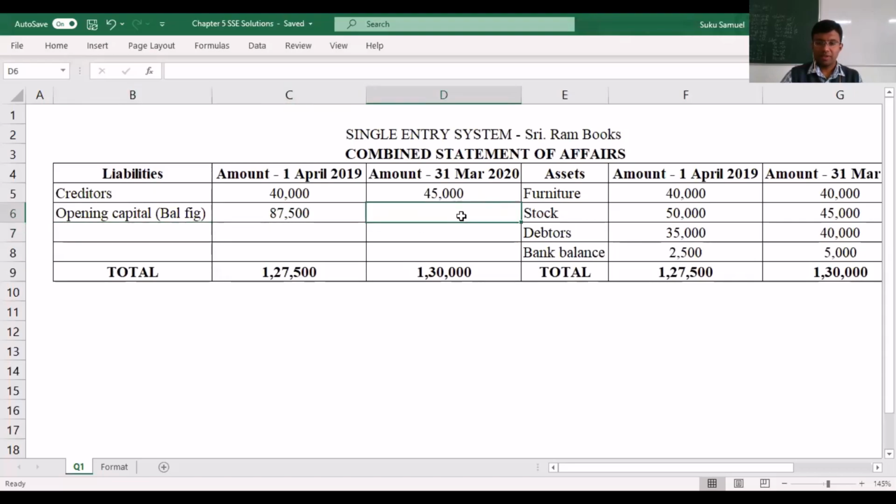Now, the second amount column you will leave blank for this item. Why? Because the value you are recording in the second amount column is for 31st March 2020, and what we just calculated was the opening capital. So here you will not have an opening capital. Next, what we have to calculate is the closing capital, which is again your balancing figure, calculated for the end of the time period. That will be 1,30,000 minus 45,000, which works out to be 85,000. So 85,000 is your closing capital, the balancing figure from your question. With that, we have completed the preparation of the combined statement of affairs.